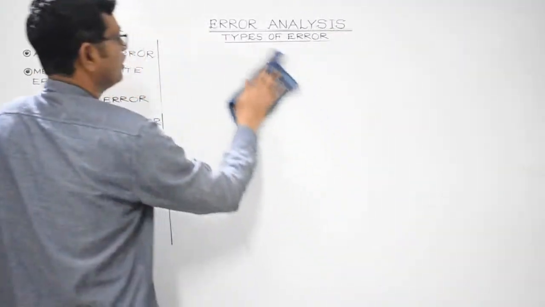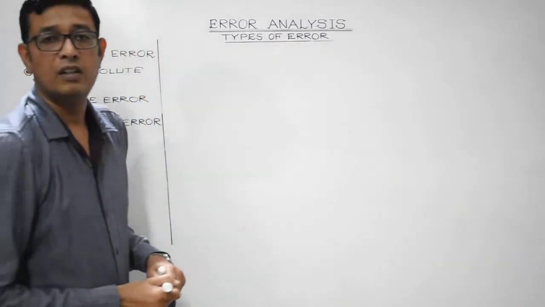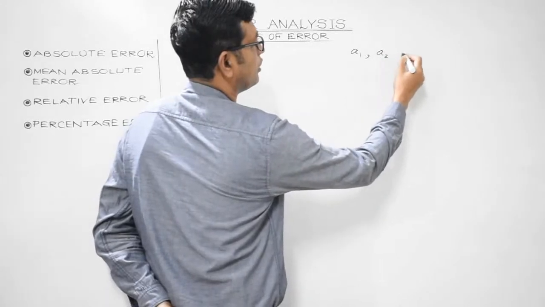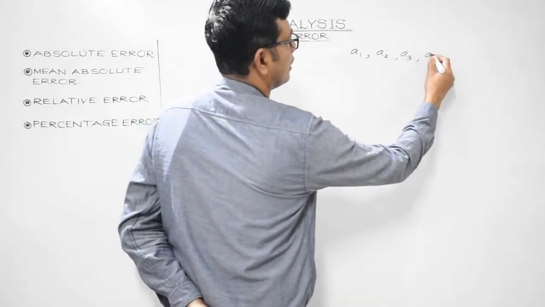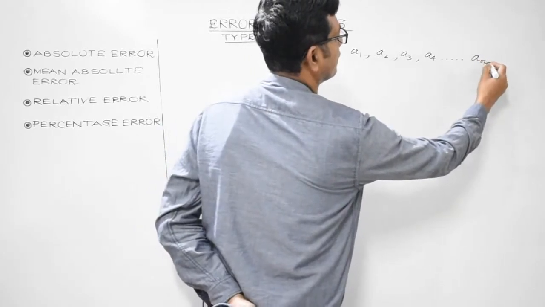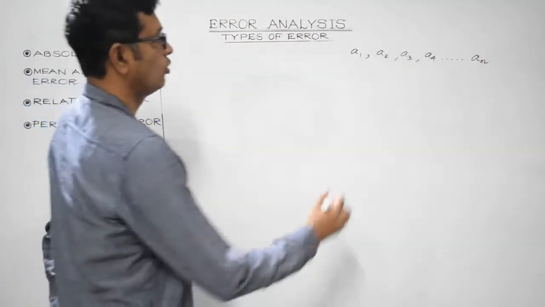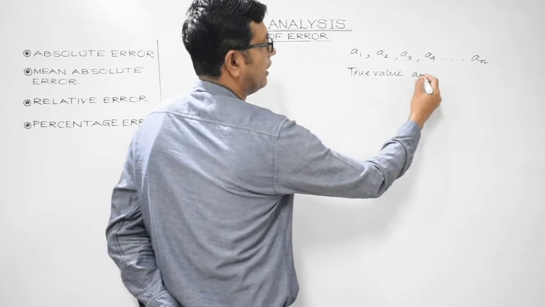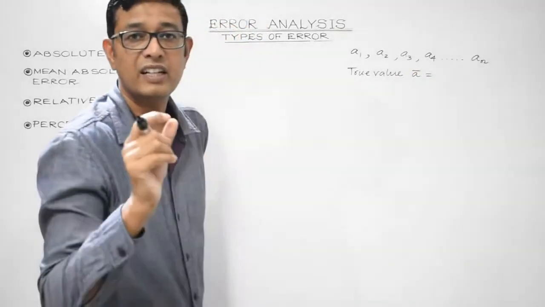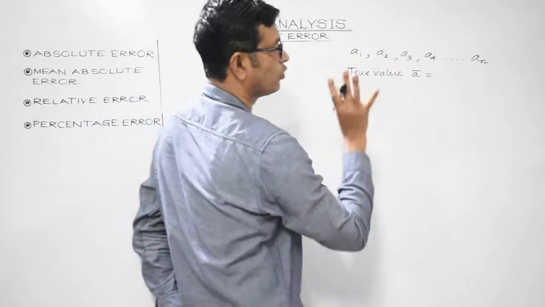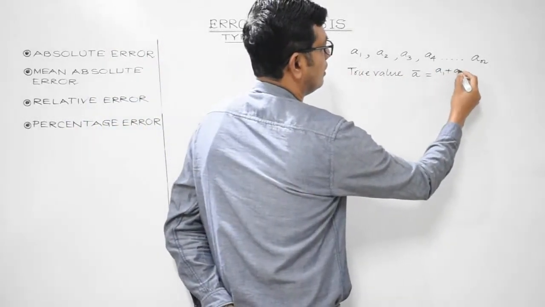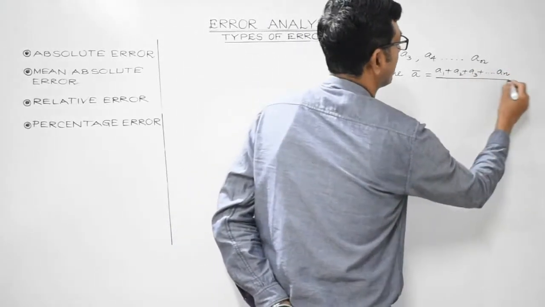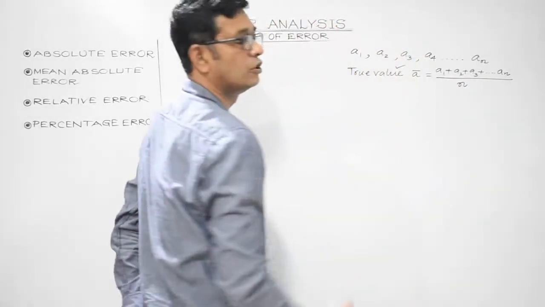So let us consider a case whereby the observed values of a physical quantity are A1, A2, A3, A4 and so on, AN. Suppose. So what will be the true value? True value would be given by A bar. A bar suggests arithmetic mean or the average. This is the true value of the physical quantity. It will be given by A1 plus A2 plus A3 plus AN divided by N. So students, remember, that's the true value.